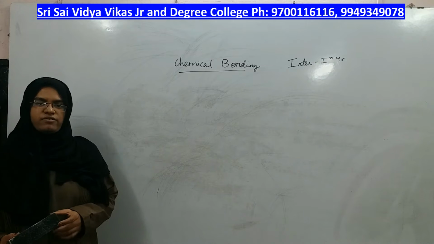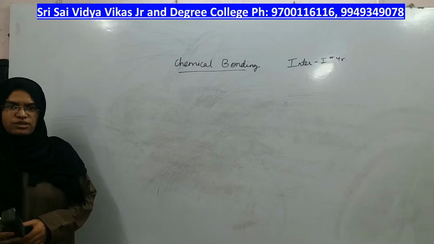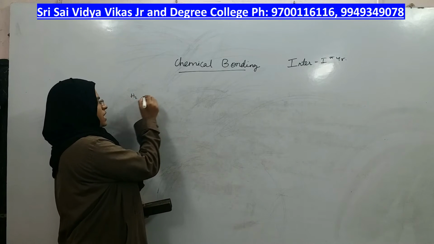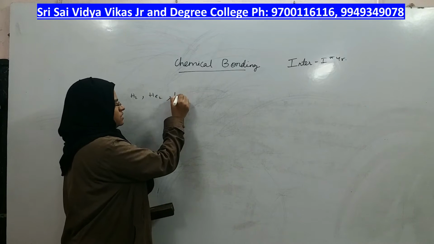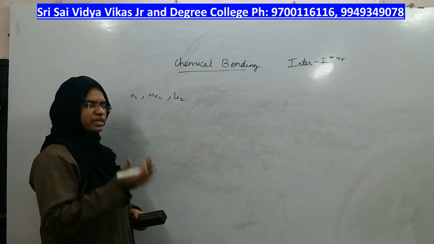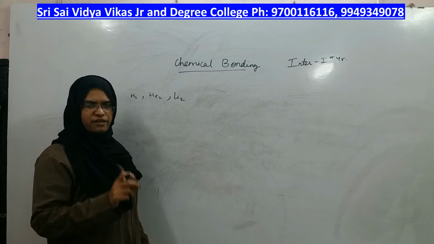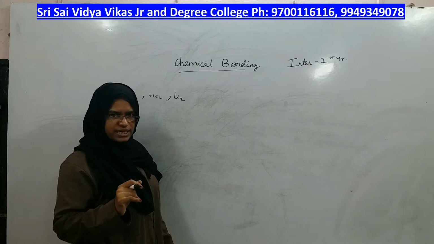In the last class we were discussing molecular orbital theory and we applied it to simple molecules like the hydrogen molecule, then the helium molecule, and then the lithium molecule, right? For the beryllium molecule we tried to see its diagram, but at the end we got zero bond order, which means the molecule doesn't exist, right?